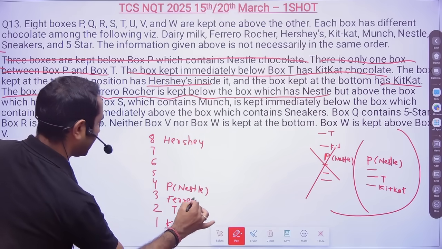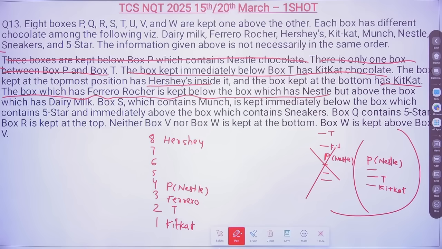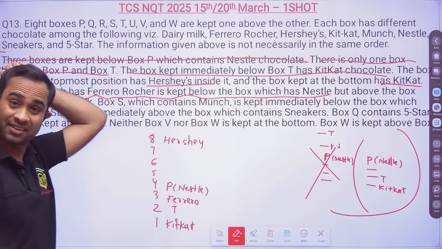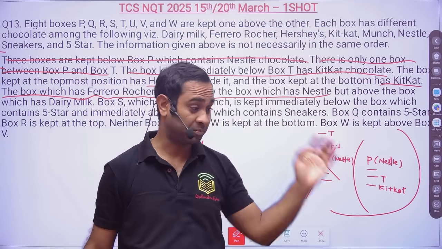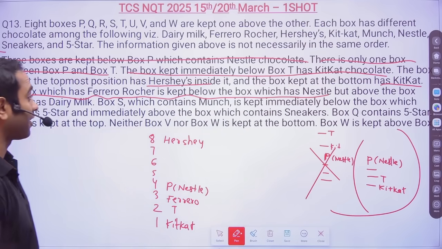First time only I am hearing about this kind of chocolates also here. Otherwise I think these are 90s, 20s people, right? So now we have not heard about that.